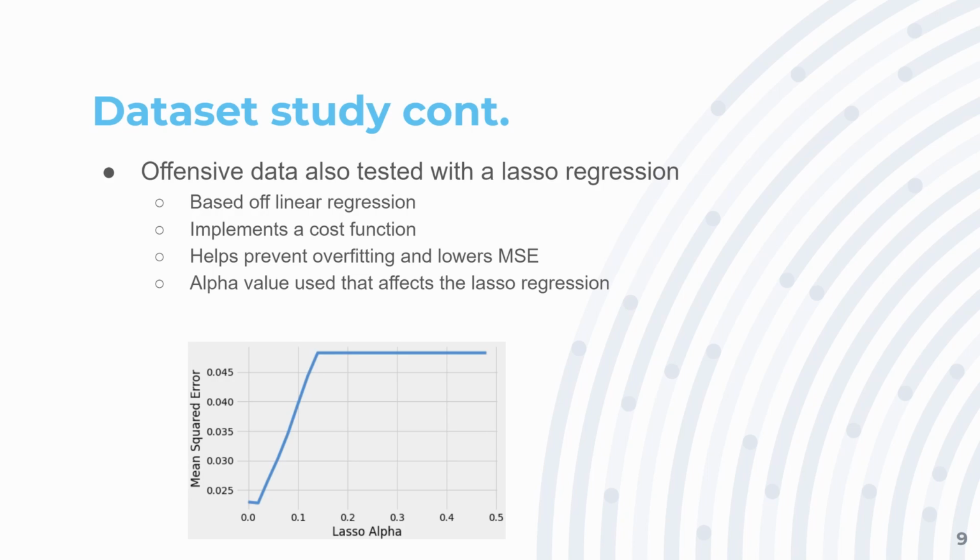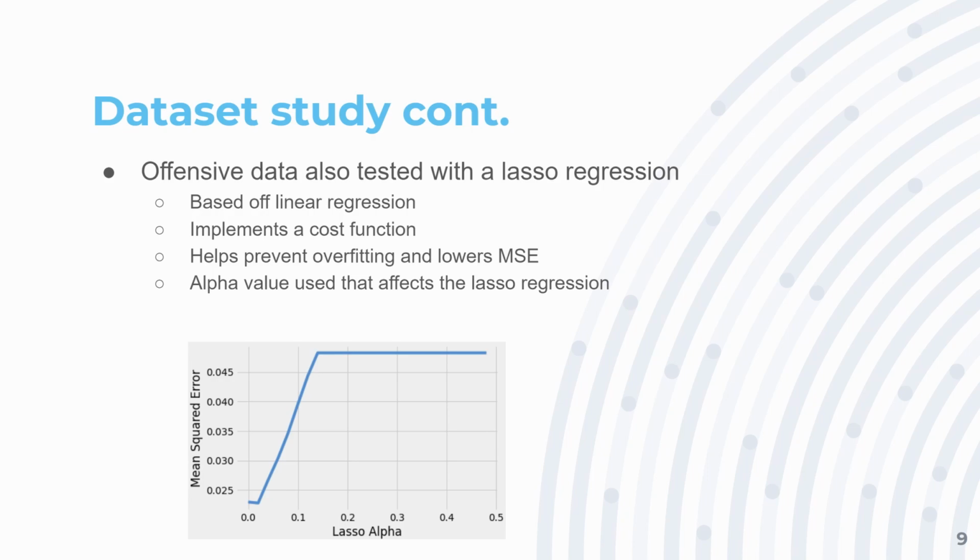The offensive stats were also run through lasso regression to see if better results could be had by using a different model. The lasso model is based off of a linear regression, but implements a cost function that penalizes the use of many parameters by penalizing large errors much more than small ones. This helps to stop overfitting and lowers the mean square error while also helping to find the best predictors for a better result. It also implements an alpha value.